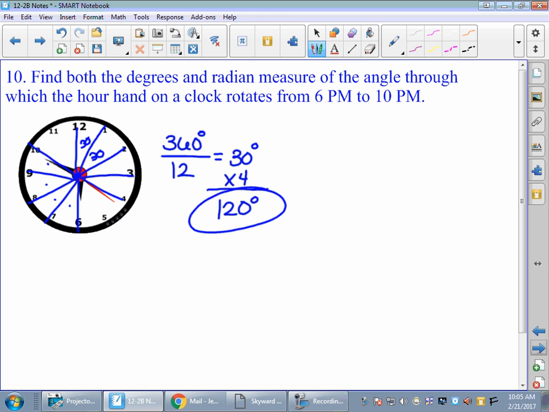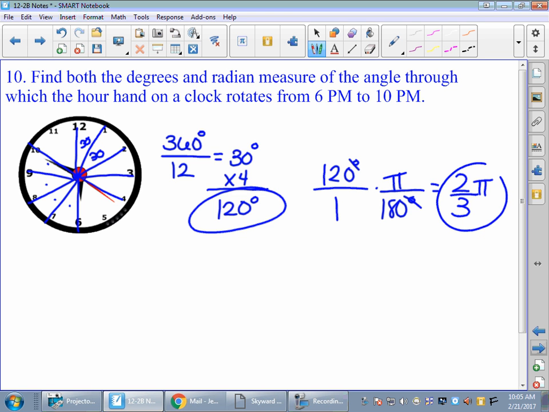Now to find the radian measure, I just simply take the 120 degrees. I want to get rid of the degrees, so I put that on the bottom so that the degrees cancel and bring in radians. So 120 divided by 180 is 2/3 pi. And there you have it.